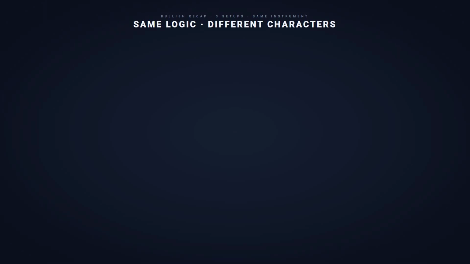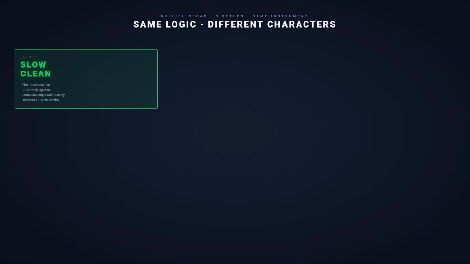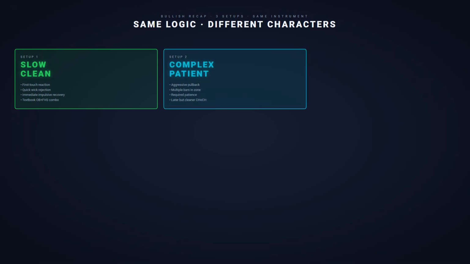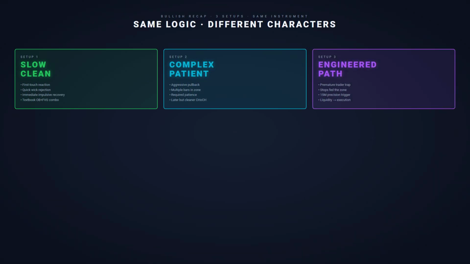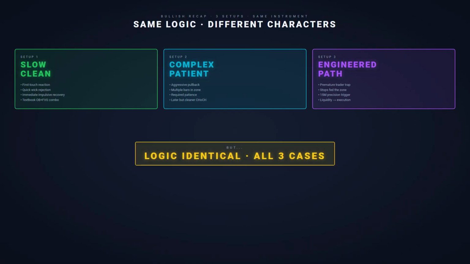By now, you've watched 3 setups develop on the same instrument, in the same directional narrative, using the same combination of order block and fair value gap. Each setup had its own specific character. A slow and clean first reaction, a more complex second reaction that required patience inside the zone, and a third setup where the path to the zone itself was part of the mechanism. But the underlying logic was identical in all 3 cases.